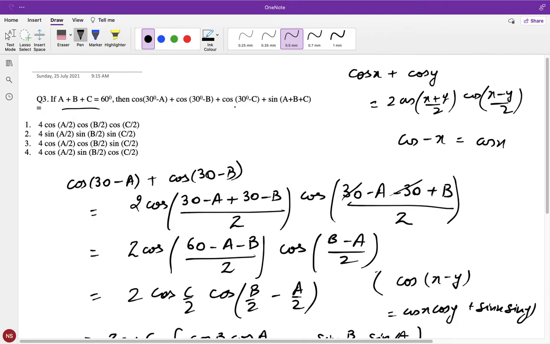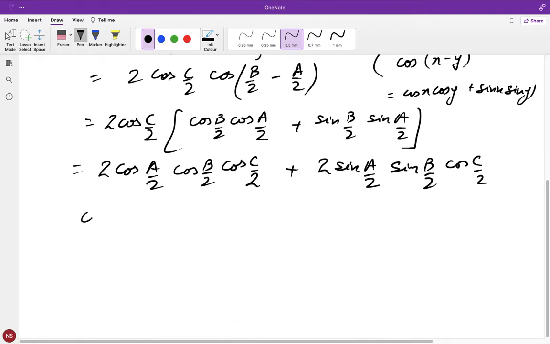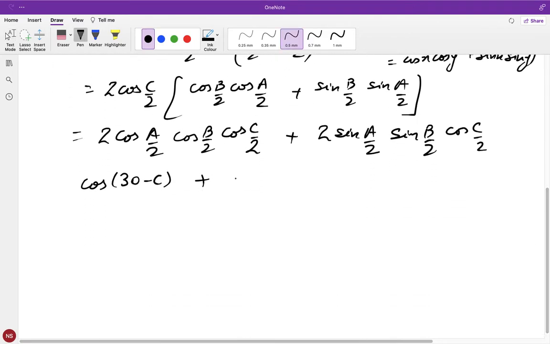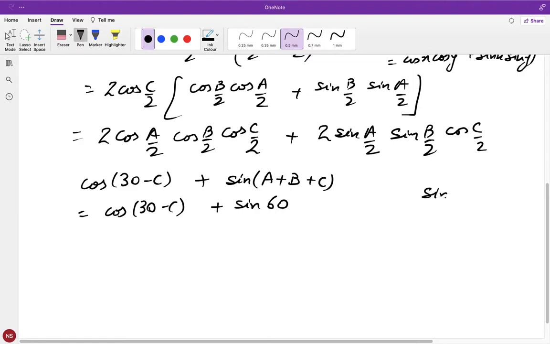Okay, so now let us deal with this. Cos (30 minus c) plus sine of (a plus b plus c). Sin (a plus b plus c) is given equal to me as 60 degrees, right? So this is sine 60, and sine 60 is equals to cos 30, right? This is equals to root 3 by 2. So I'm going to substitute this with cos 30.